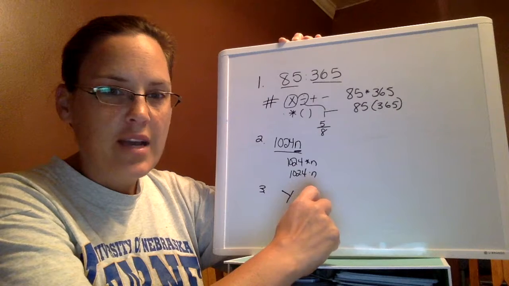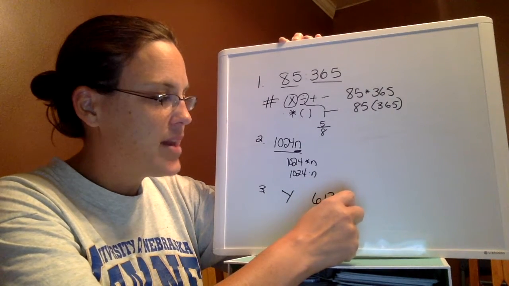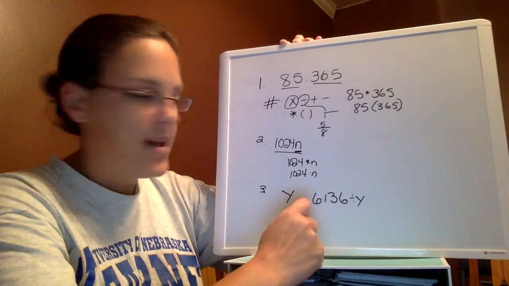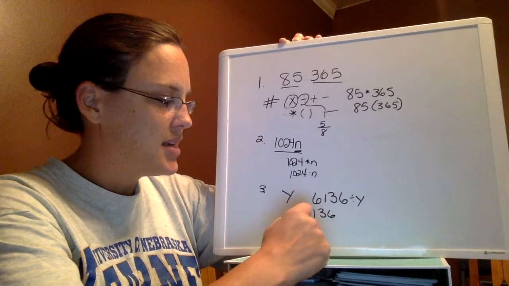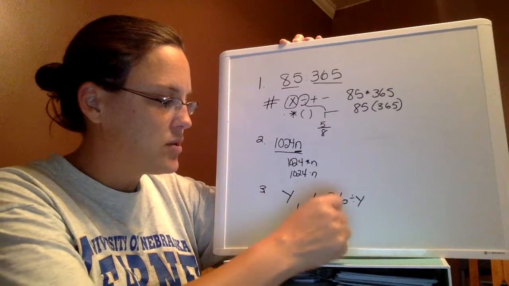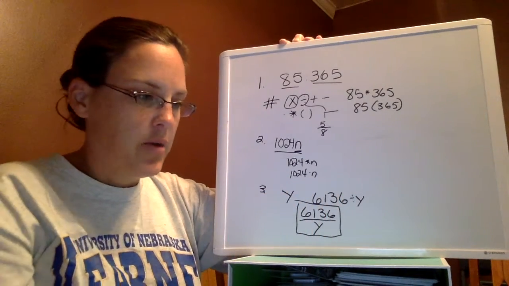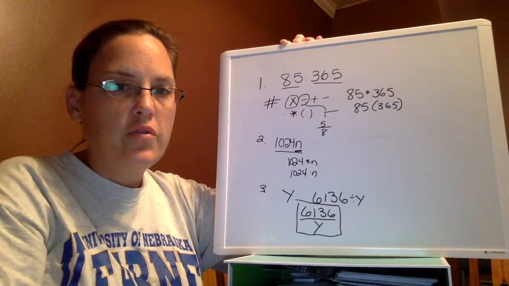If you wrote down 6,136 divided by y, that would be okay. But the way we're going to write that in algebra is 6,136 divided by y. We'll write that as a fraction. So that's your best answer for number 3. Let me go ahead and erase what I have here, and we'll go on to number 4.